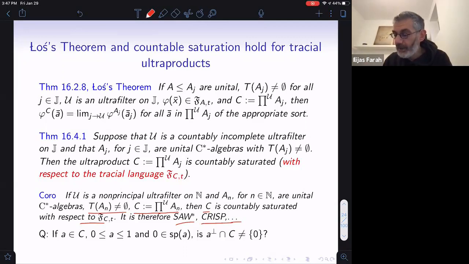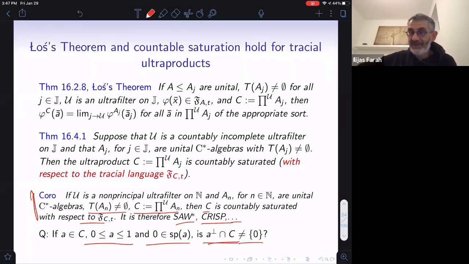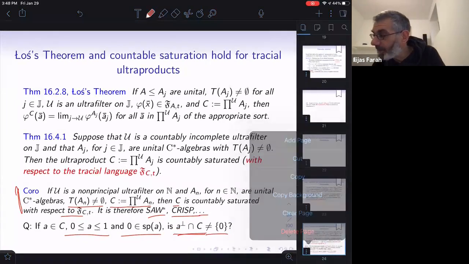We have this question here. If a is an element of C, where C is as in the corollary, a is a positive contraction, and 0 is in its spectrum, can we conclude that the annihilator of a in C is non-zero? This was one of the consequences of countable degree-1 saturation, right? It's the saturation which is at the very bottom of this hierarchy. Now this one is fully saturated, but in a different language. You could say it's the wrong language for this sort of thing. So let's see what happens here.